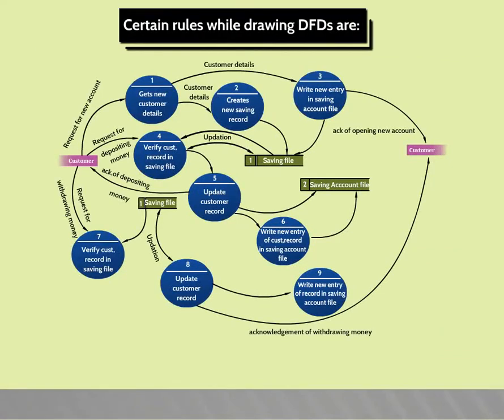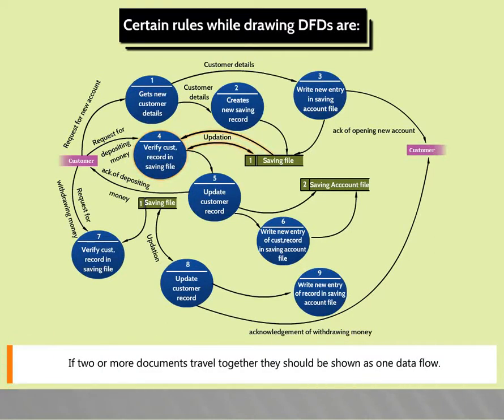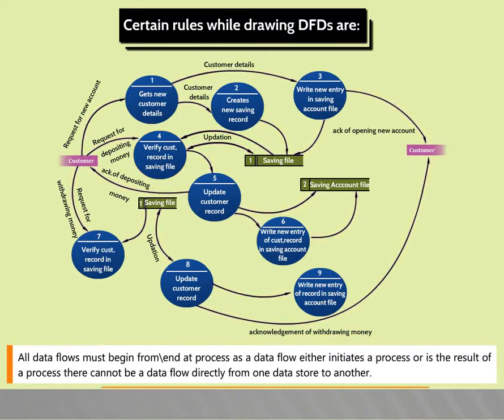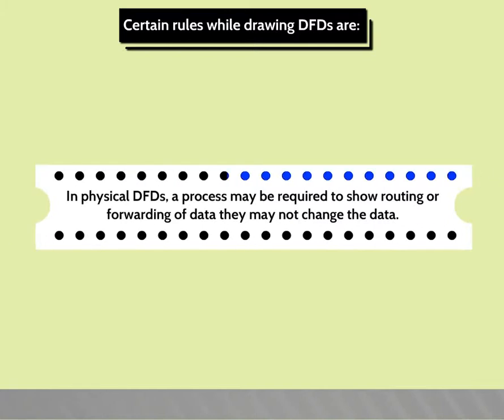Example of a data flow diagram. Certain rules while drawing DFDs are: all data flows must contain data. If two or more documents travel together, they should be shown as one data flow. All data flows must begin or end at a process, as a data flow either initiates a process or is the result of a process. There cannot be a data flow directly from one data store to another. In physical DFDs, a process may be required to show routing or forwarding of data that may not change the data.